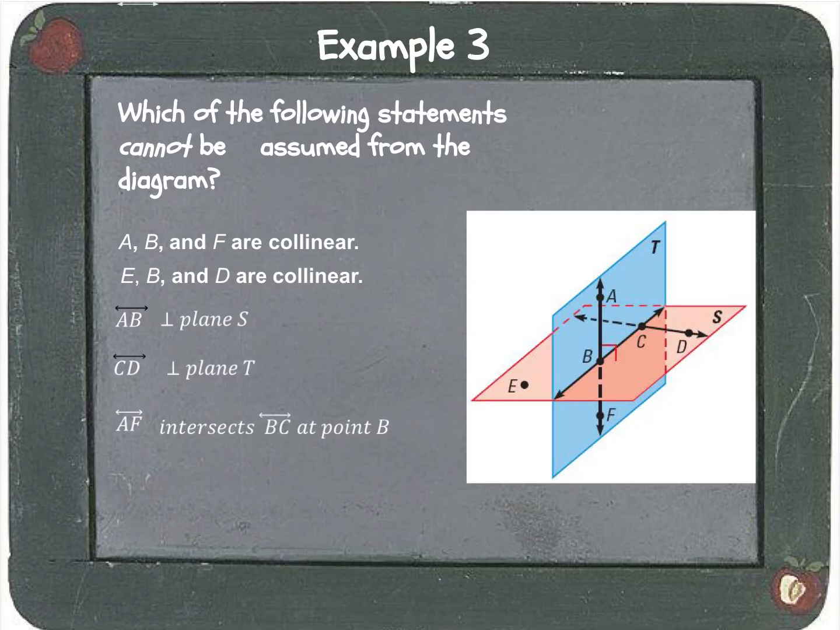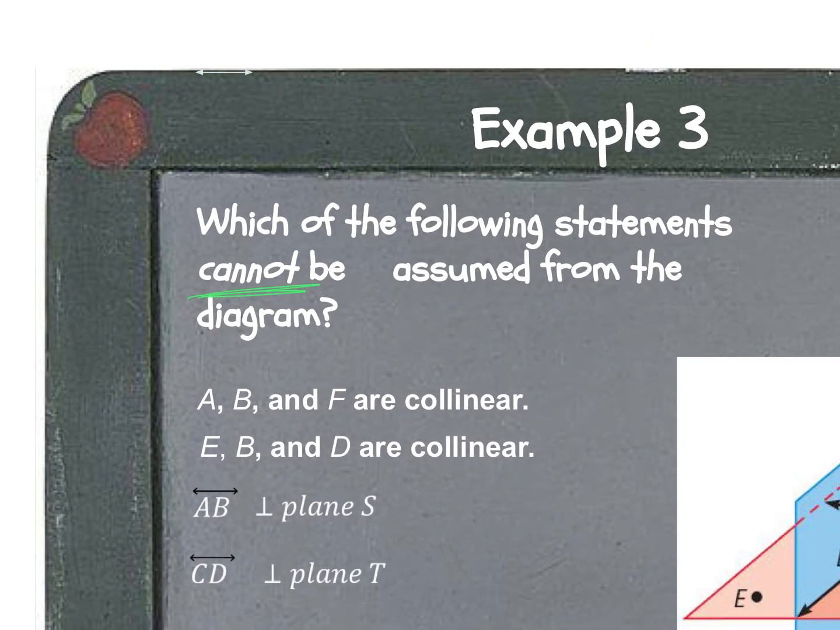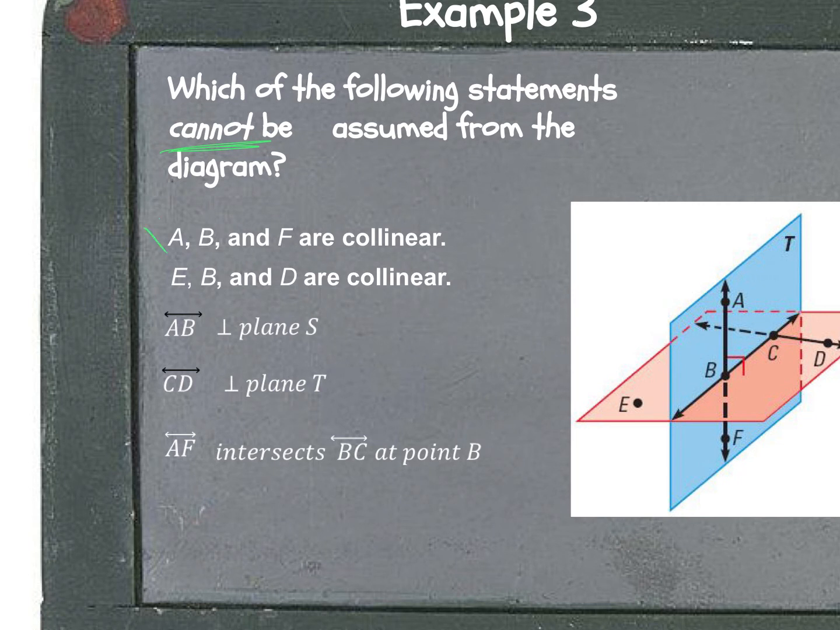Example 3. Which of the following statements cannot be assumed from the diagram? Okay, so we're going through and we're going to decide which ones we cannot assume. A, B, and F are collinear. Yes, that's true. So can we assume it? So should we pick it as an answer? It's asking which of the following statements cannot be assumed. No. So we don't pick it, okay? So we should write next to it that it is a true statement because they all lie on the same line. Do you guys agree?